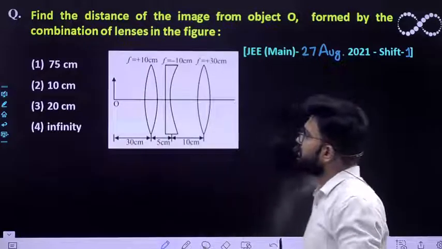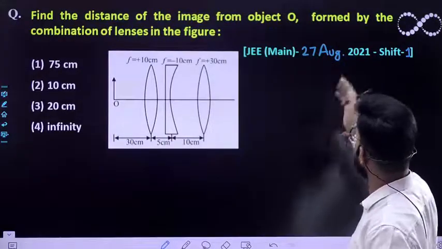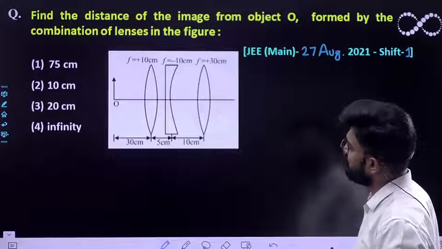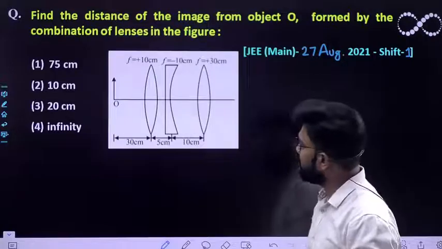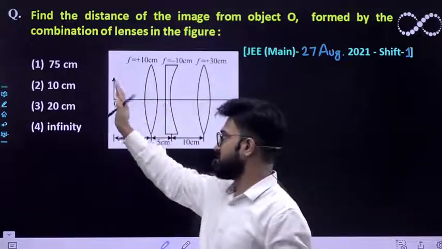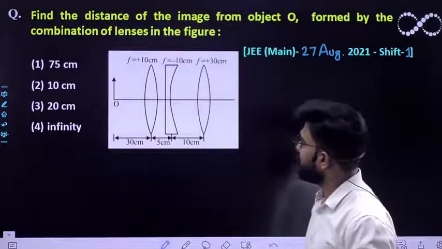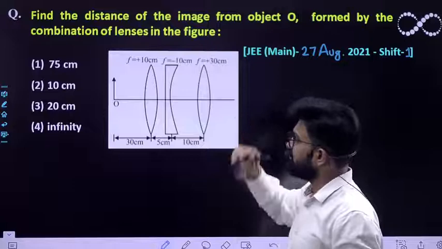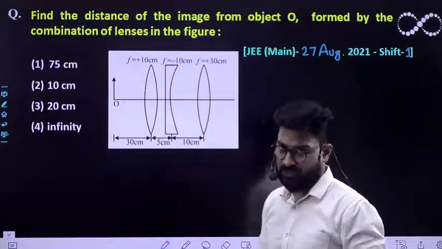Question says, find the distance of the image from object O formed by the combination of the lenses in the figure. So you have been given this figure, which is a combination of different lenses. An object is placed at a distance of 30 centimeter from this combination. Now you have to find out where the image would be formed and what would be its distance from the object.